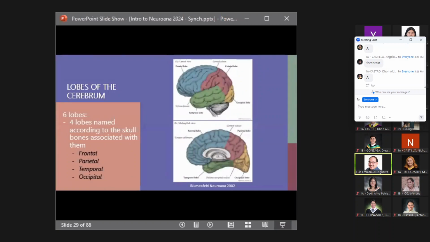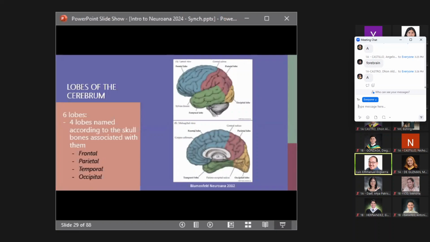The cerebrum is divided into six lobes, and four of those lobes are named according to the skull bones associated with them. So just take note there. Remember the skull bones in the head and neck: the frontal bone, parietal bone, temporal bone, occipital bone. The lobes that are associated with those bones, just beside them, those are the lobes in the brain.